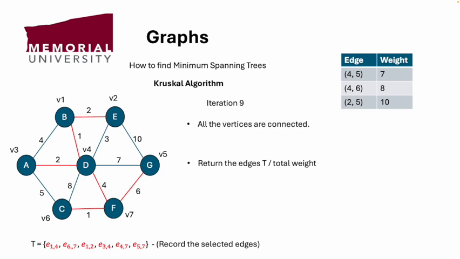So how many edges now? Six, right? We have six edges, which matches what we require because we have 7 vertices, so we just need 6 edges. If the number of edges is equal to the number of vertices minus 1, we can get out of the loop. This means all the vertices are found and connected, so we can ignore the rest of the queue and return the MST, the set, and also the weight.